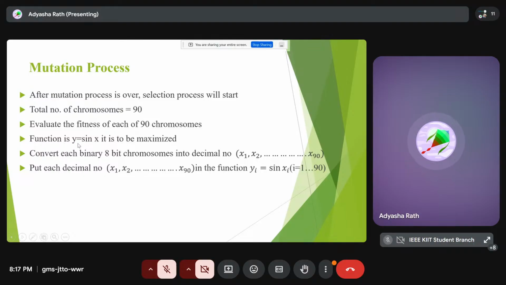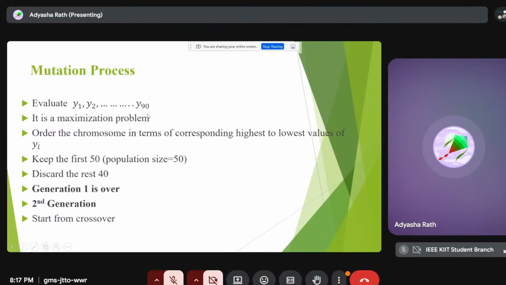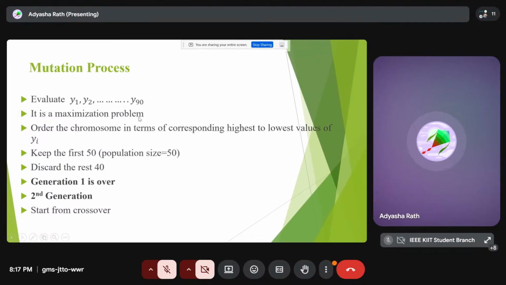So the function y equal to sin x is to be maximized. You can also take minimize. Convert each 8-bit chromosome into a decimal value, x1 to x90. Put each decimal number x1 to x90 into the function, that is yi equal to sin of xi, where i varies from 1 to 90. So evaluate y1 to y90. If I am calculating y equal to sin x1, that gives the first y. Similarly, I will get it 90 times.